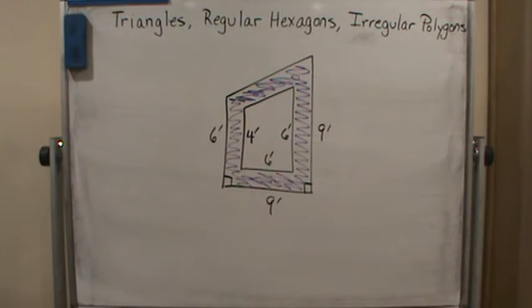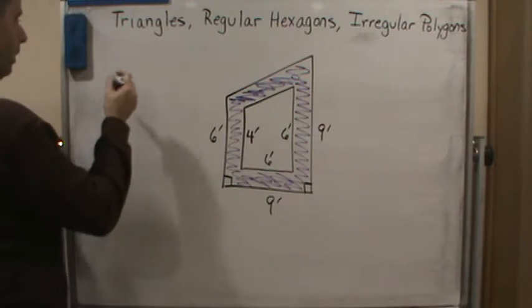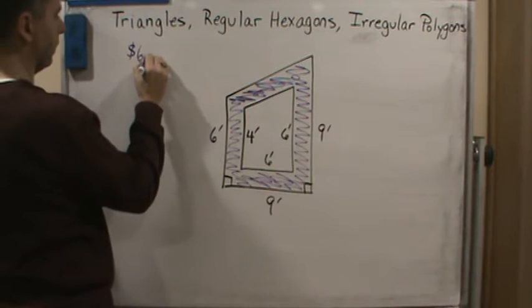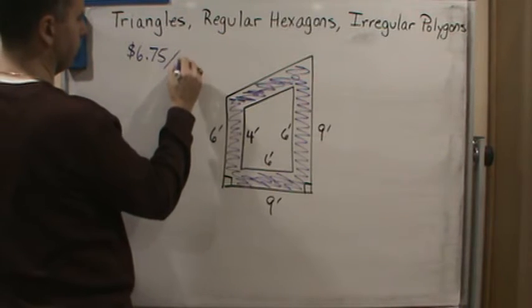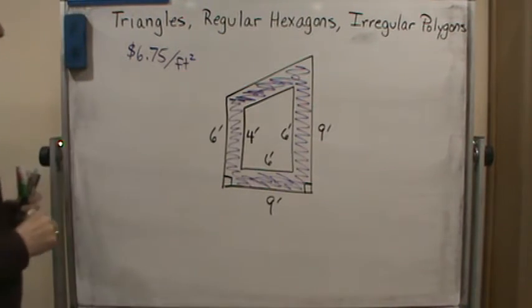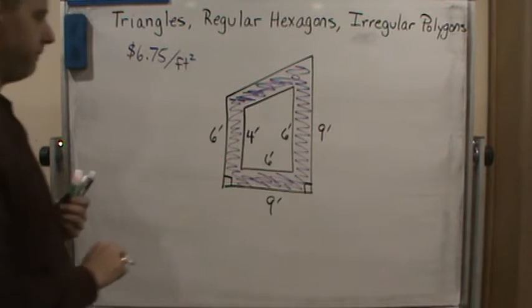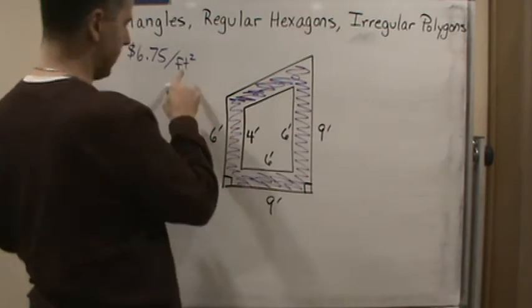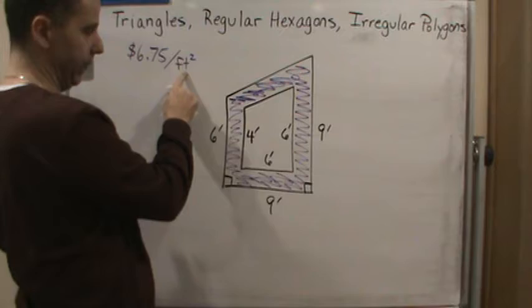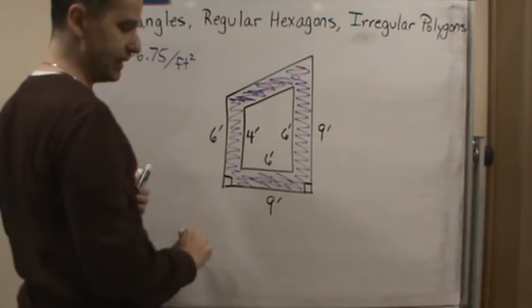Okay, so again, we're told that it's going to be priced out, and they want to do it in marble, so it's priced at $6.75 per square foot. Okay, that's the price. So how much is it going to cost the homeowner to do this? Well, we need to find the area of this, right? Because they're giving us a cost per area. So we want to find out how many square feet this area is.